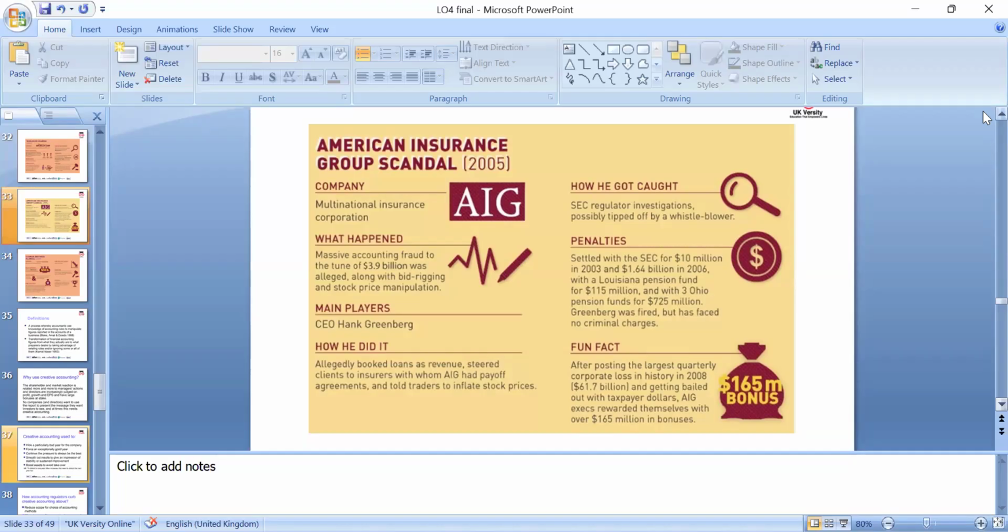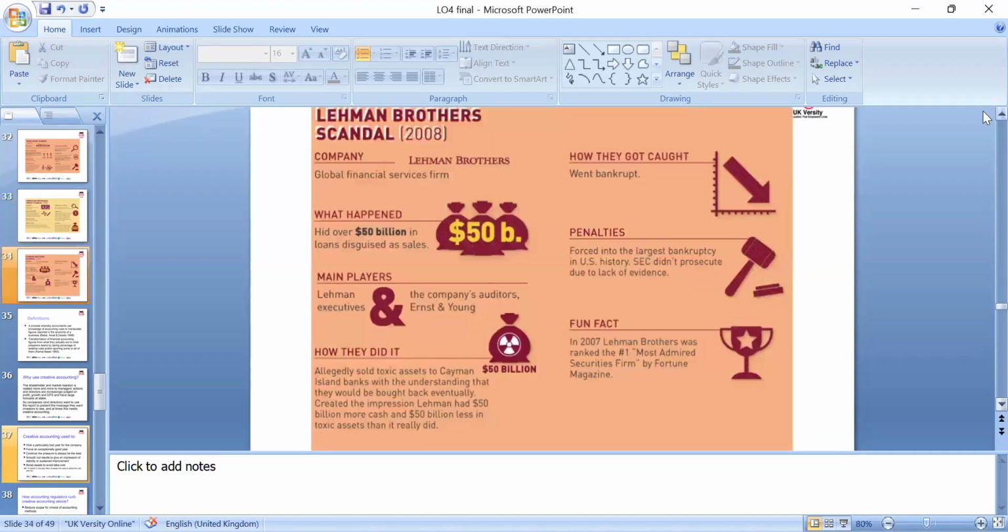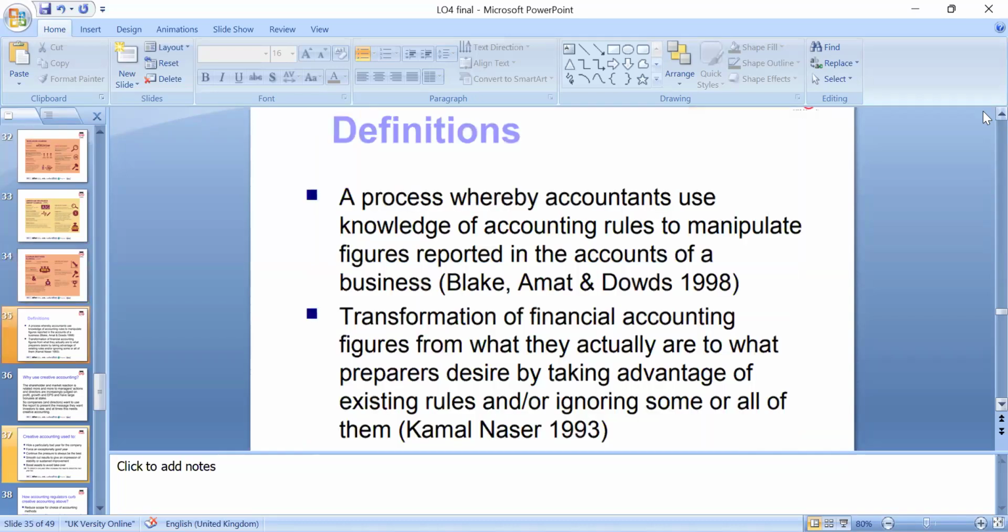Okay, so we can look around the American insurance company, which is creative accounting that they use a lot. So we have to look around Lehman Brothers, which is a creative accounting scandal as well. Definition: the process where accountants use the knowledge and accounting rules to manipulate the figures. That is creative accounting, transforming the financial accounting figures and changing them according to their own perspective.